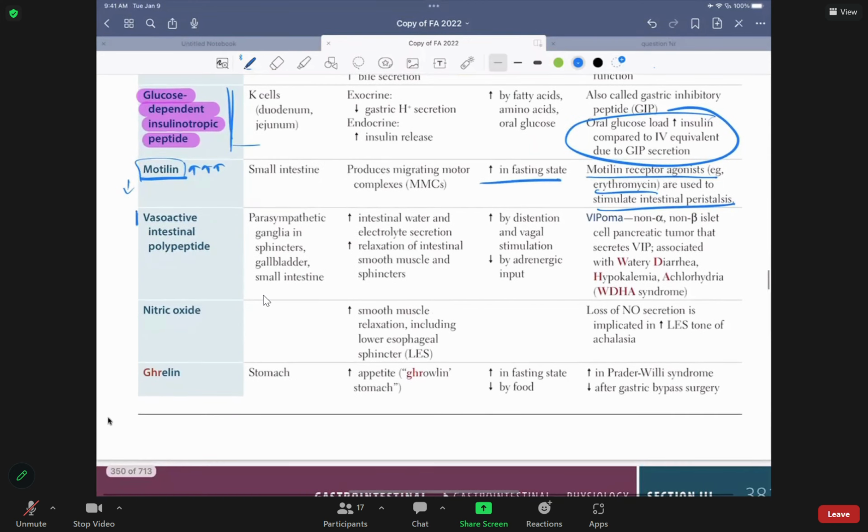Next, VIP, vasoactive intestinal polypeptide. What that does is usually increase, or it opens up all the sphincters in the GI tract and brings in more water and electrolytes.